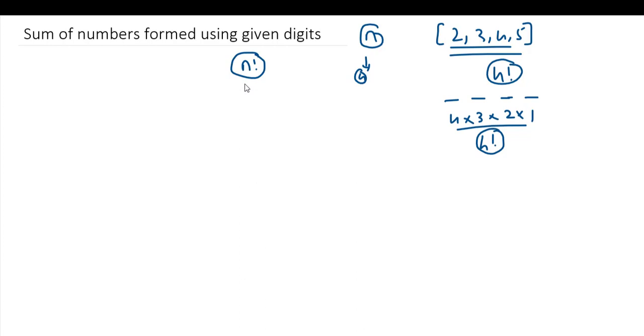And we need to find the sum of all these numbers. So how is it to be done? Let's see. Let us take this example. Suppose the digits that have been given to you are 3, 4 and 5.